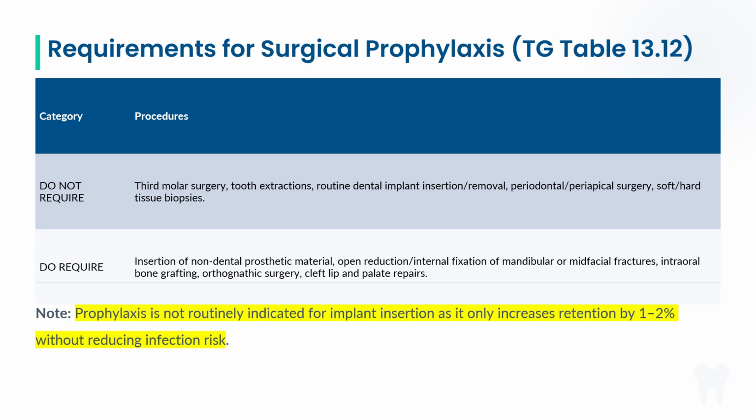Now, this is from Table 13.12. So again, it clearly talks about two different areas where surgical prophylaxis is required and where it does not require surgical prophylaxis. Where does it not require? If you look into this, it pretty much falls in the general dentist area, like third molar surgery, tooth extractions, routine dental implant insertion or removal, periodontal, periapical surgery, soft or hard tissue biopsies.